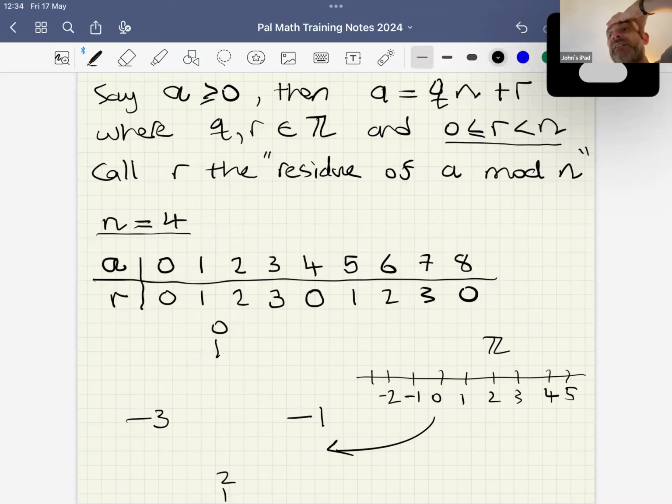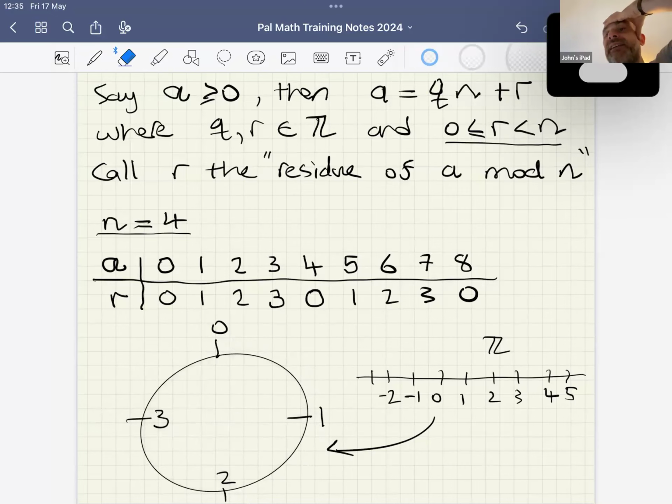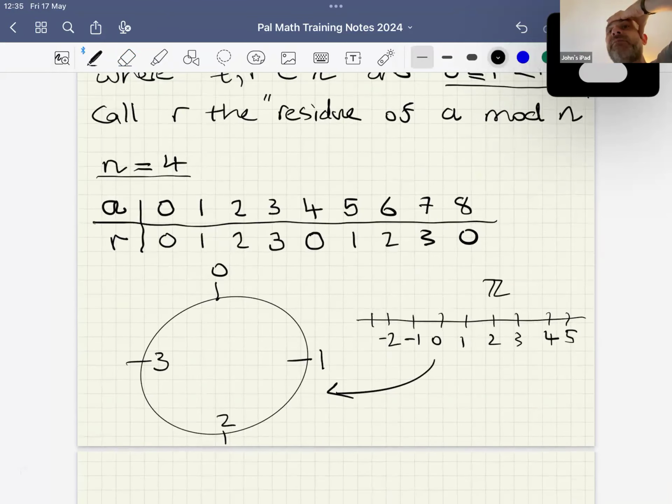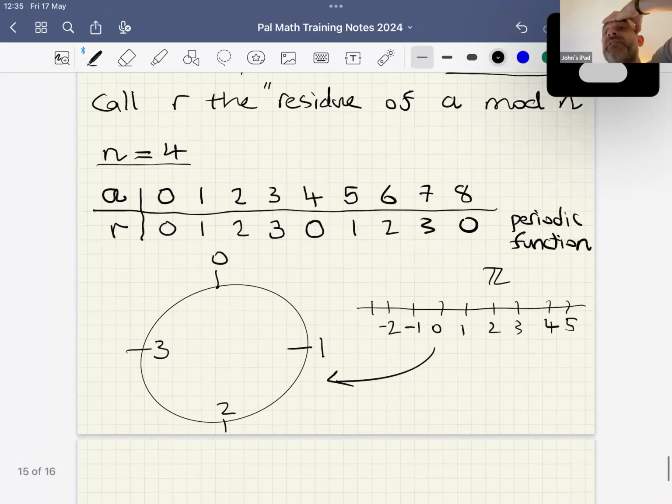I'm just trying to make a neater circle here. Oops, anyway, it's not a circle, it's an ellipse. Okay, doesn't really matter. Something like that. Okay, and it repeats itself. So it's a repeating or a periodic function. And that's the residue function.